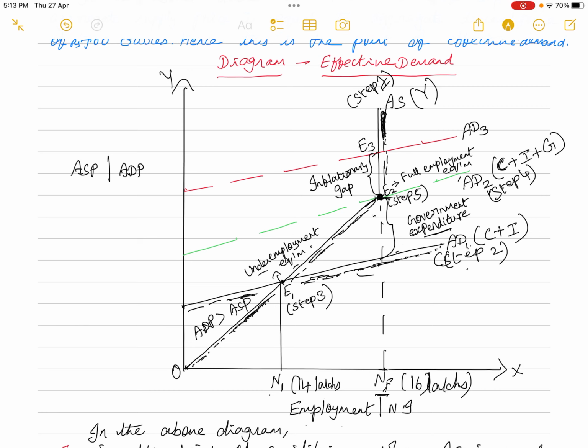And write that full employment equilibrium and connect it with the dotted lines. From E2, connect this with the dotted line, that is NF. So this is step 6.